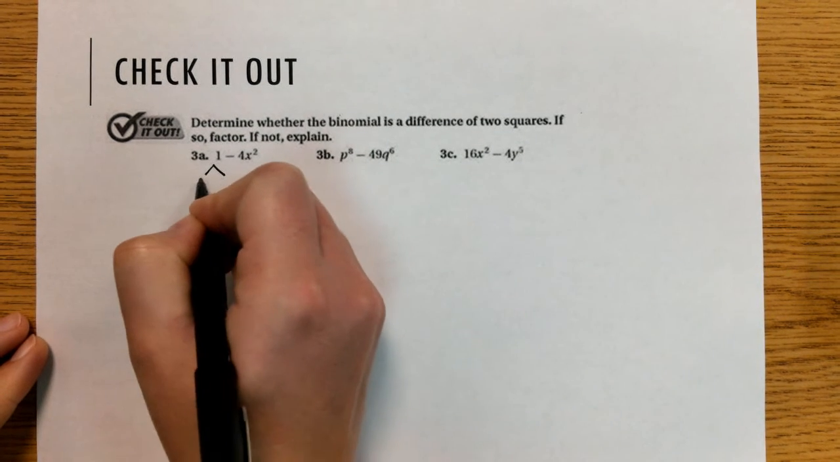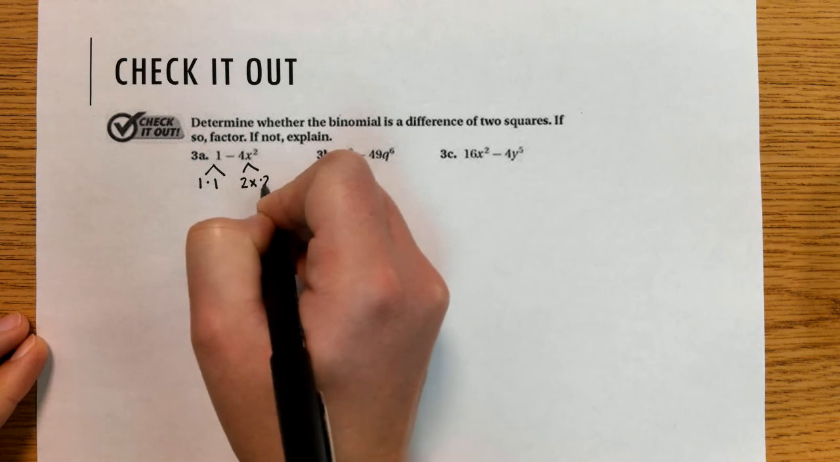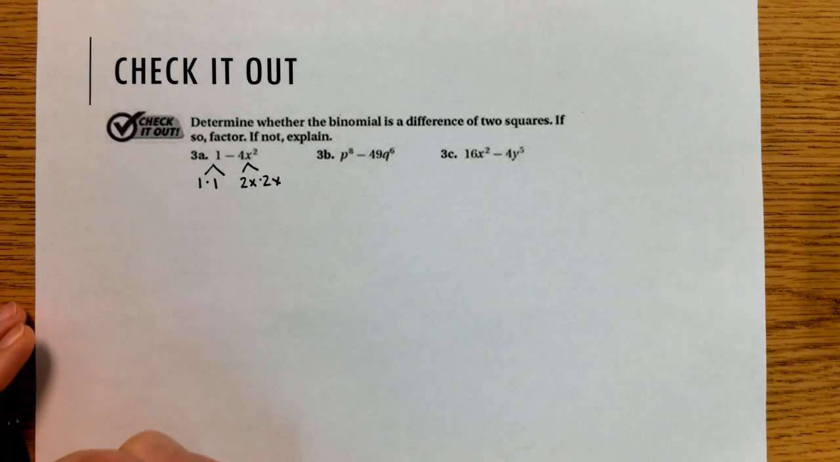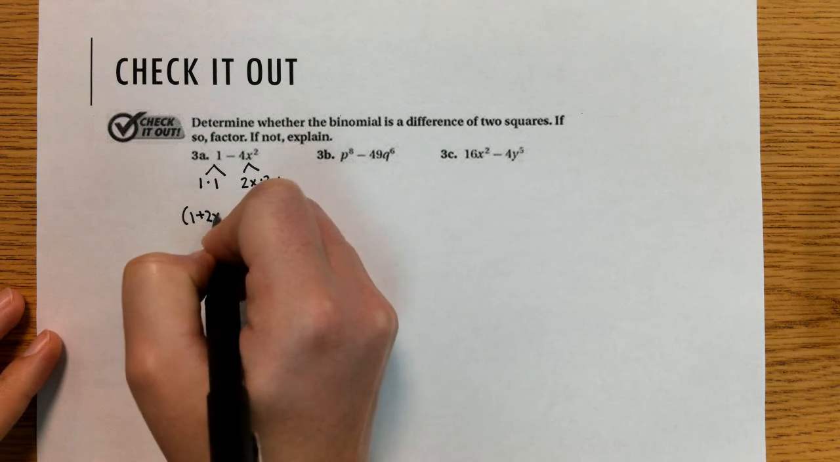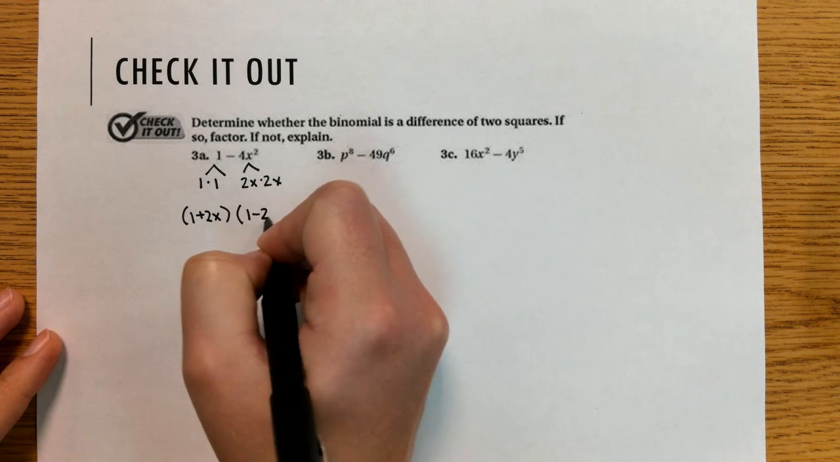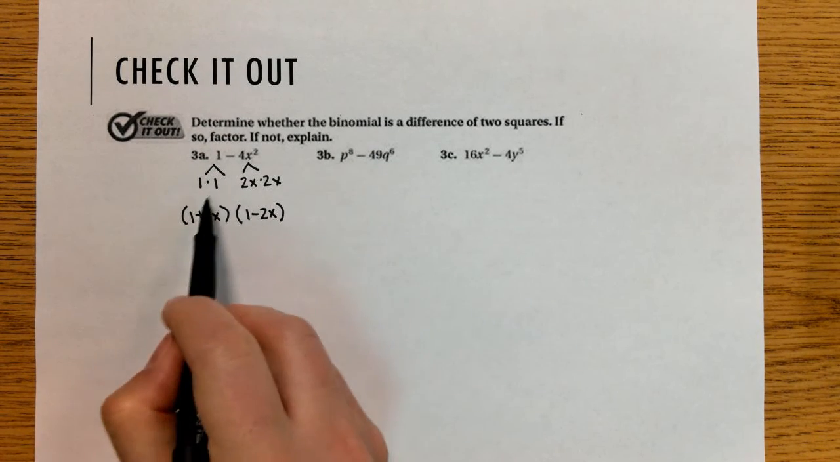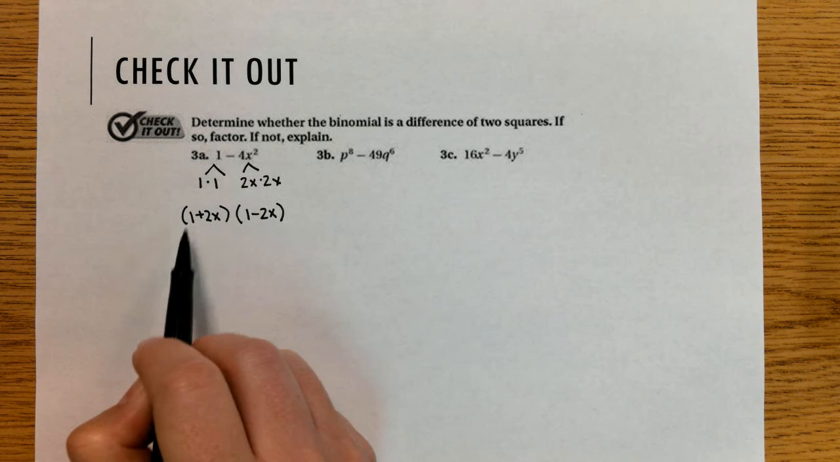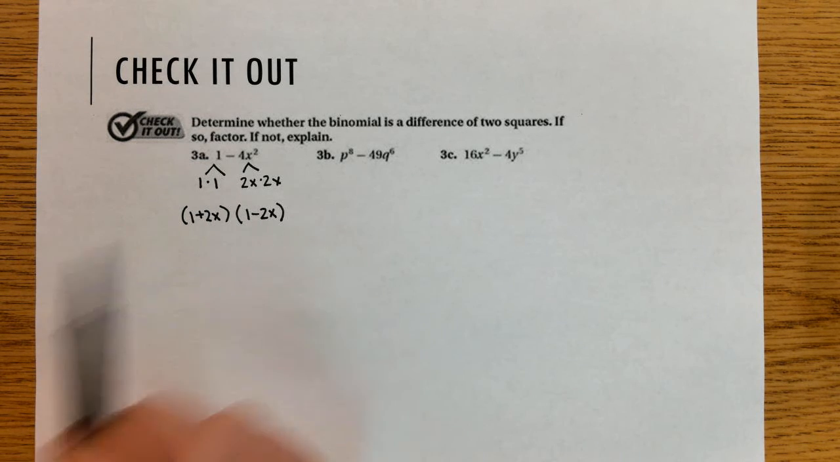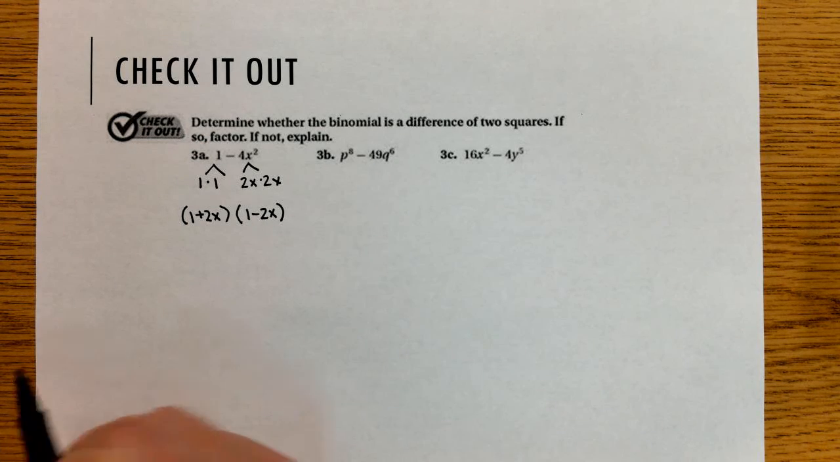So 1 can be rewritten as 1 times 1, and then 4x squared can be 2x times 2x. So this can be rewritten as a difference of two squares. So 1 plus 2x times the quantity 1 minus 2x. And I don't think I mentioned it yet in this video, but you can change the order that you're writing this. So the 1 minus 2x could come first, or the 1 plus 2x could come second. So that is another way that you could rewrite that as well.